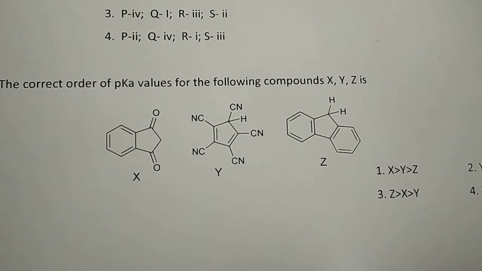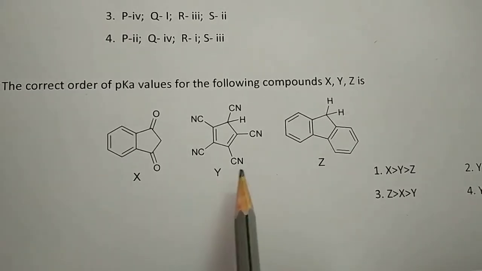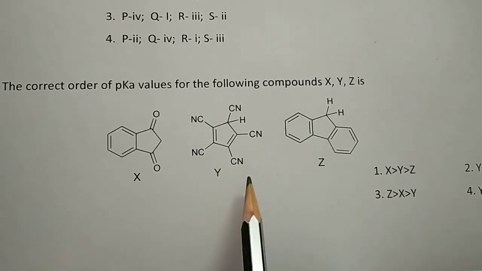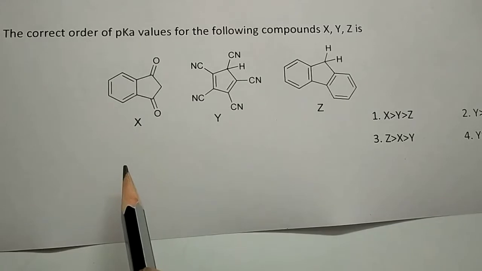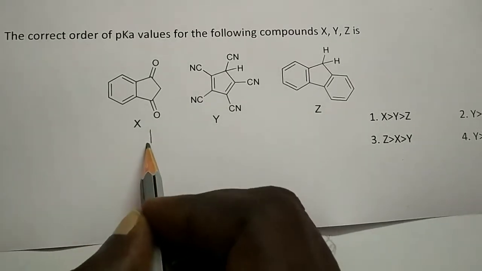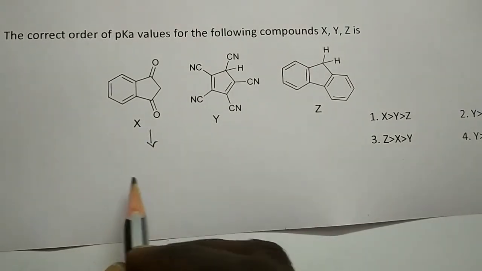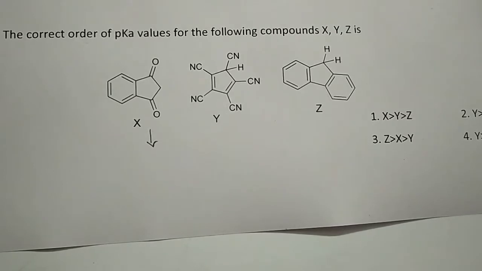pKa represents the acid strength. Lower the pKa, stronger is the acid. So the one which has the lowest pKa is going to be the strongest acid. Before finding out the acid strength, let us see the conjugate bases, the corresponding conjugate bases.